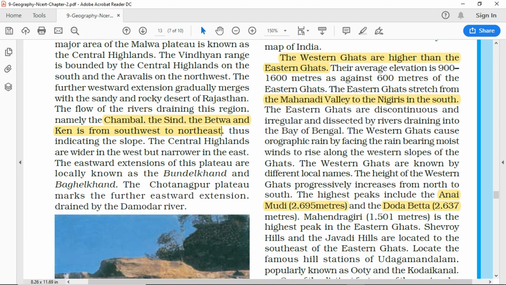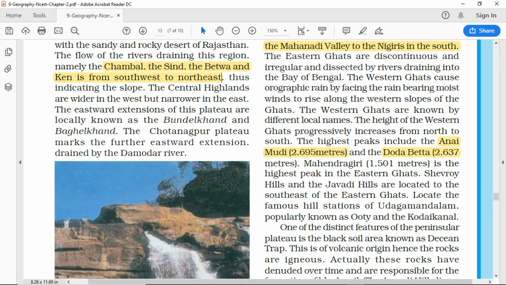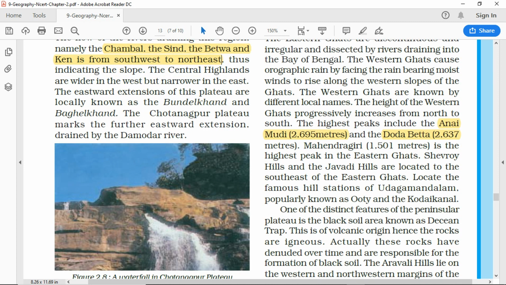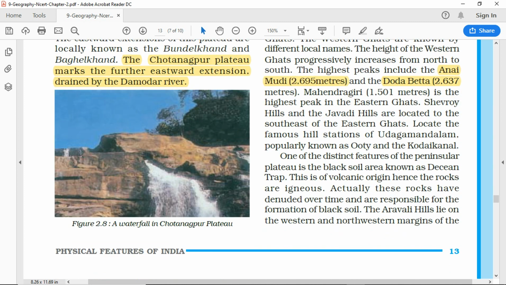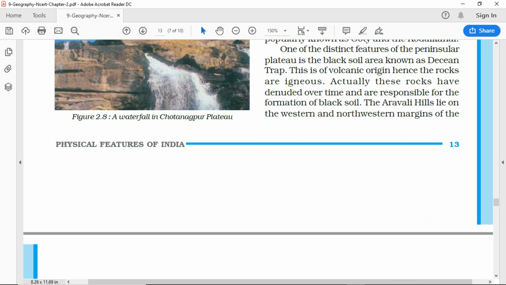The Central Highlands are wider in the west but narrower in the east. The eastward extensions of this plateau are locally known as the Bundelkhand and Baghelkhand. The Chotanagpur Plateau marks the further eastward extension, drained by the Damodar River. Figure 2.8, a waterfall in Chotanagpur Plateau. Contemporary India 14. Peninsular Plateau.